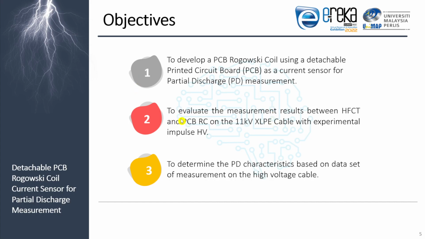The second one, we have to evaluate the measurement results between the HFCT, high frequency current transformer, and our PCB-RC. So we have to compare the two results using the experimental impulse PD through the 11 kV XLPE cable. And the third one, to determine the PD characteristics based on the data set of measurements on the high voltage cable.